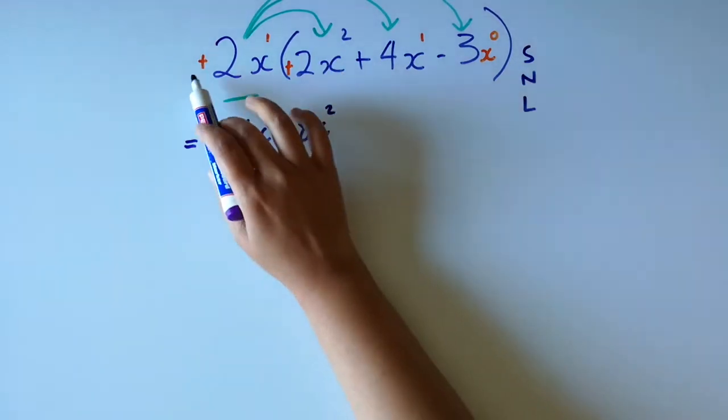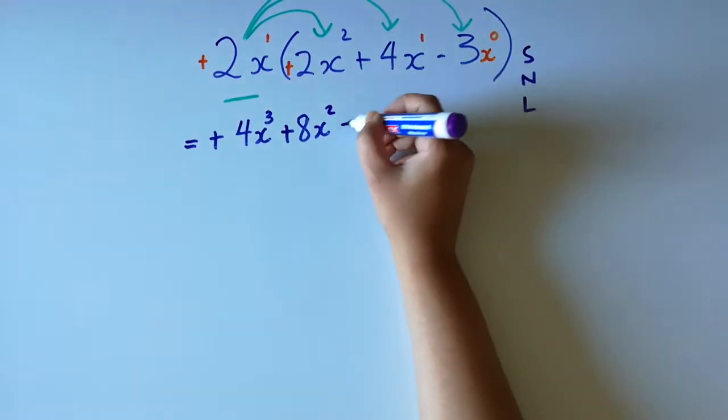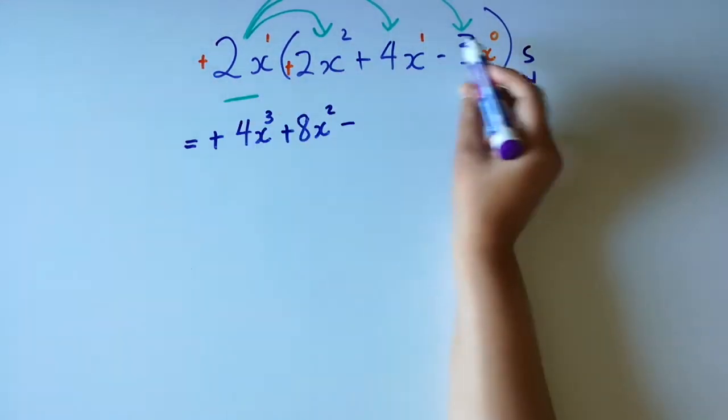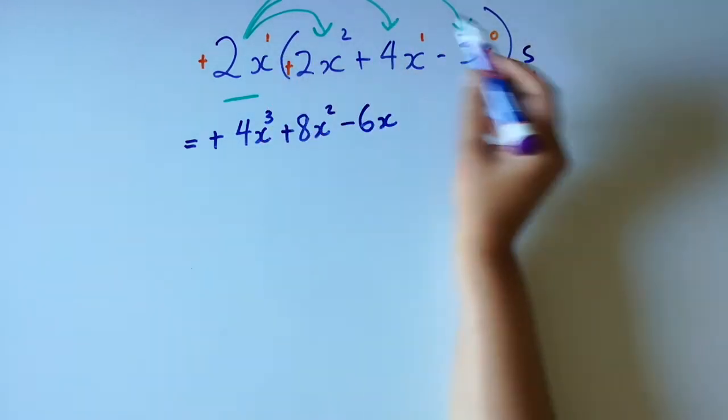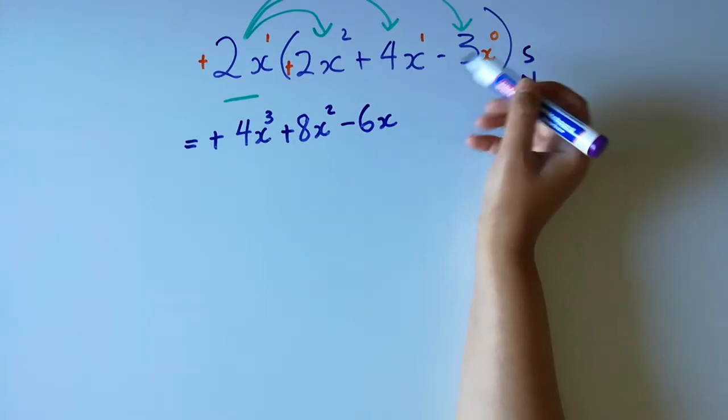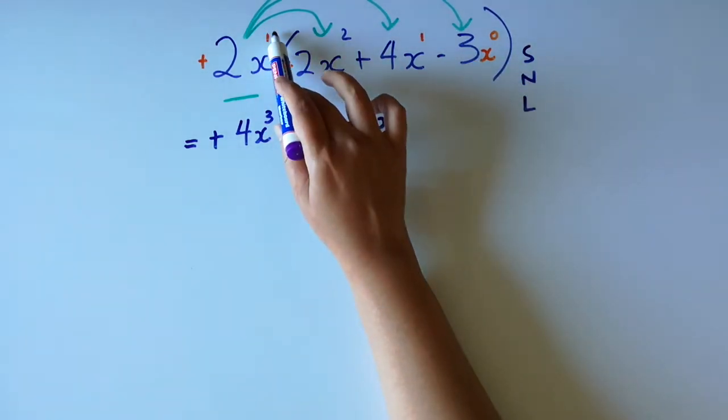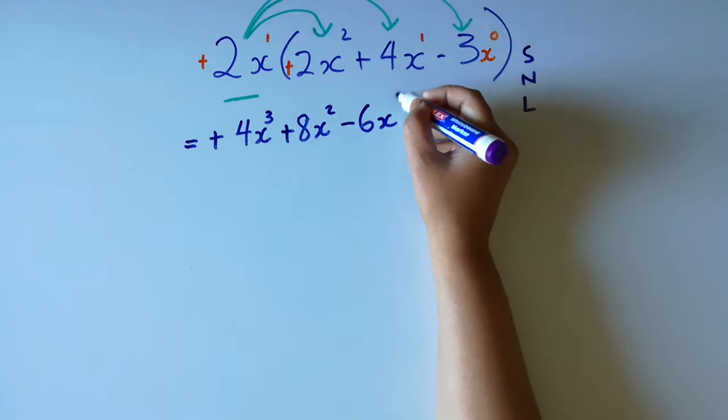Lastly, sign, plus times minus, minus. Number, 2 times 3, 6. And x to the power 1 times x to the power 0 will give us x to the power 1 plus 0, which is 1.